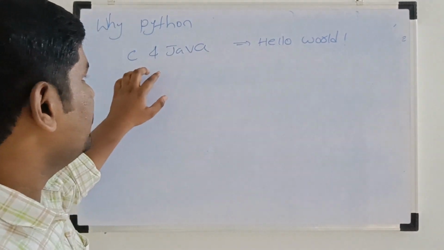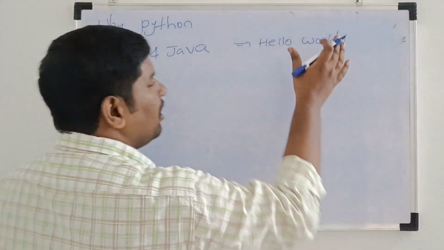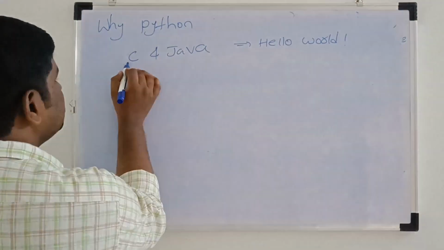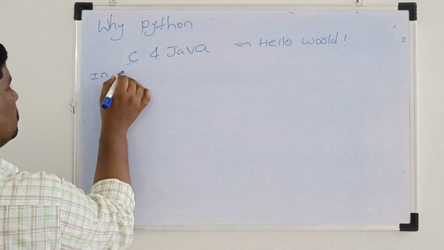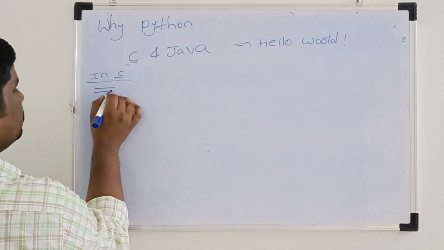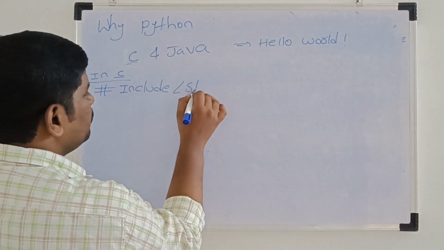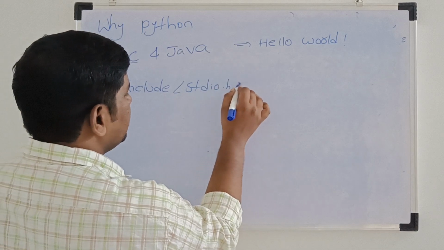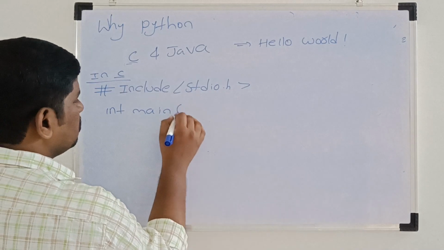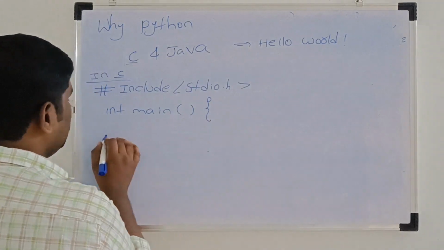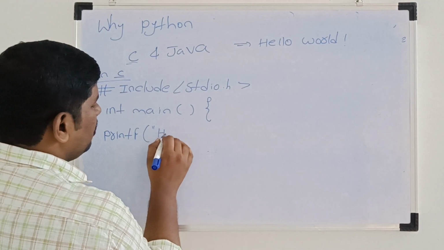So you can see, compared with Java and C, how many lines of code are required to print hello world. First see the C language. In C: hash include standard input output dot h, int main, printf hello world.